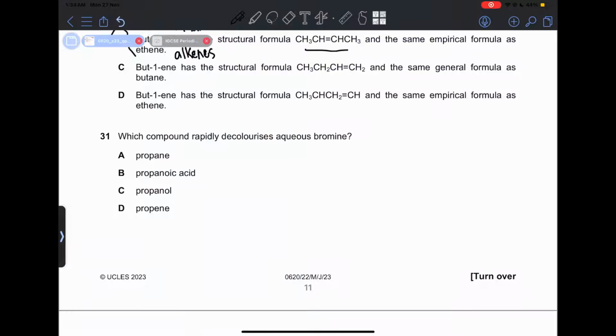31. Which compound rapidly decolorizes aqueous bromine? So we know aqueous bromine is a test for double bonds. So we're going to be choosing something that has double bonds, which is D.